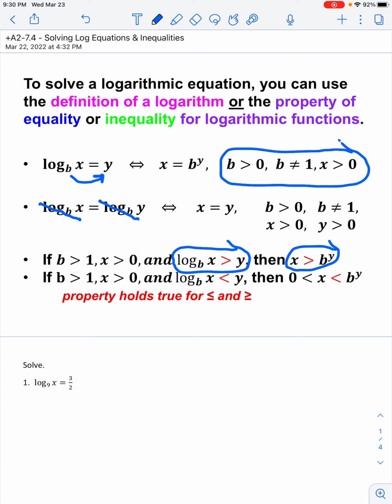If you flip it around and write b to the y first, then that would mean you'd have to reverse that inequality symbol. In the last bullet, we have log base b of x is less than y, which, by the way, these properties do hold true for greater than or equal to, less than or equal to. So when we go to exponential form, we get this first part that x is less than b to the y. But this is where we have to be careful.